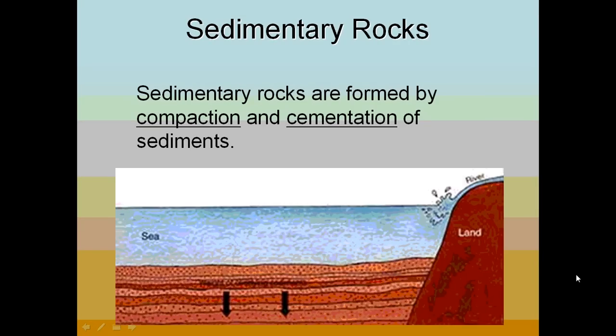Sedimentary rocks are formed by compaction and cementation of sediments. So sediments that have been compressed and compacted together so hard that they actually cement to make a solid rock. And the picture below is showing you how this process generally happens.